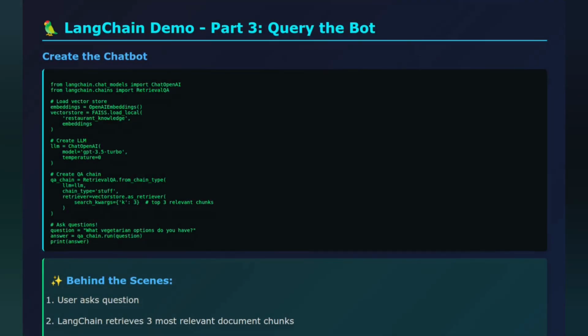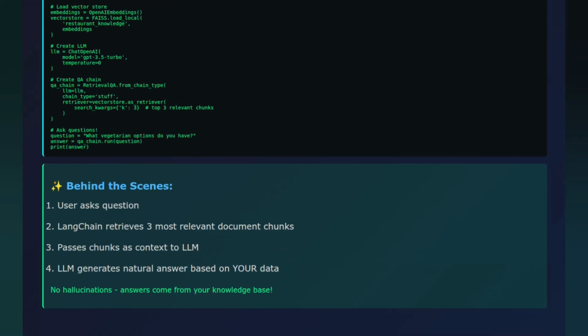Now let's create the chatbot that uses this knowledge base. Here's the complete code. That's it. Now you can ask questions. Question equals, what vegetarian options do you have? Answer equals qa_chain.run(question). Print answer. Behind the scenes, LangChain retrieves the 3 most relevant document chunks about vegetarian menu items and passes them to the LLM. The LLM reads that context and generates a natural answer.